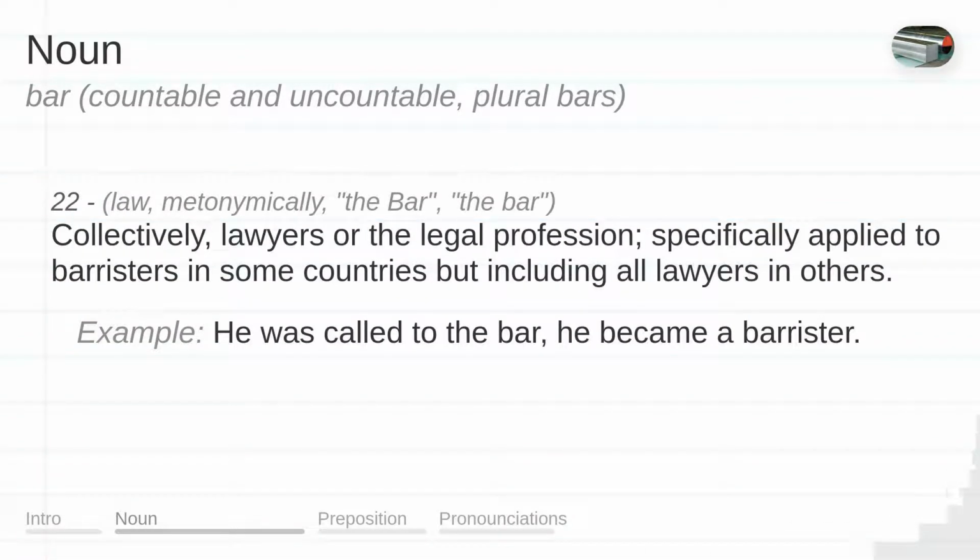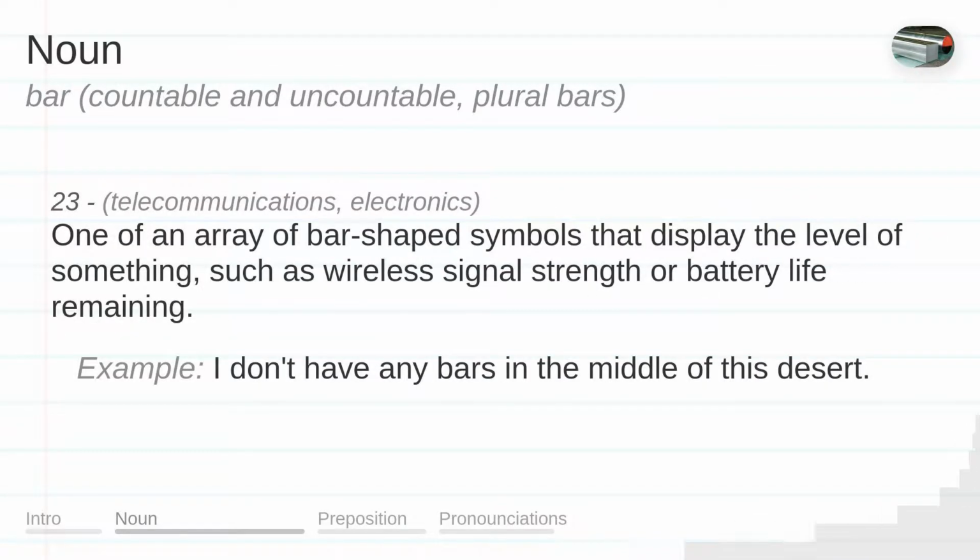Collectively, lawyers or the legal profession, specifically applied to barristers in some countries but including all lawyers in others. Example: He was called to the bar, he became a barrister. One of an array of bar-shaped symbols that display the level of something, such as wireless signal strength or battery life remaining. Example: I don't have any bars in the middle of this desert.